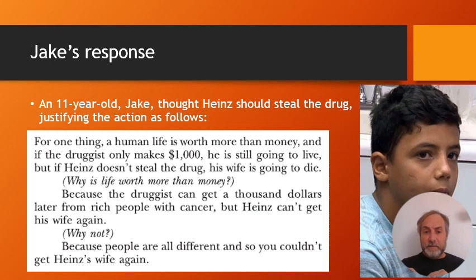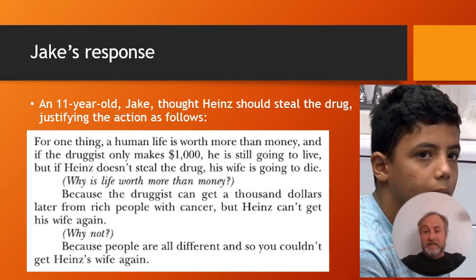So here's one response from an 11-year-old named Jake. Obviously, there were more than two children involved in this study, but these are just two examples. So Jake says, yeah, Heinz should steal the drug. And when Kohlberg asks Jake, well, why? Why should Heinz steal the drug? Jake says this. Well, for one thing, a human life is worth more than money. And if the druggist only makes $1,000, he's still going to live. But if Heinz doesn't steal the drug, his wife is going to die.